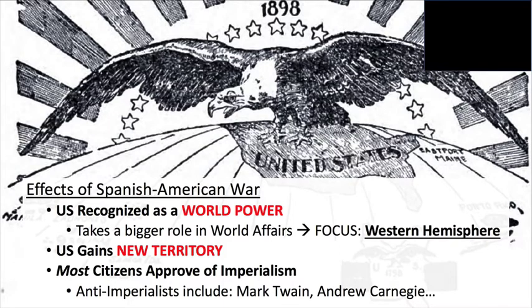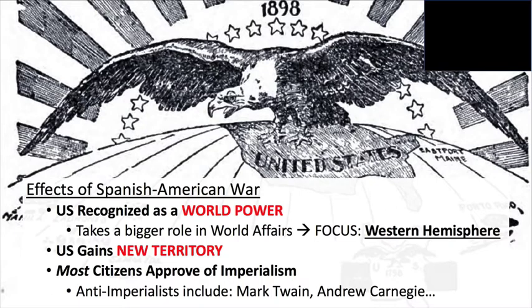And again, we are going to gain new territory. So the United States is going to expand beyond its own borders. So beyond its continental borders, we had already added Hawaii and Alaska, and now we've added new territories, okay?